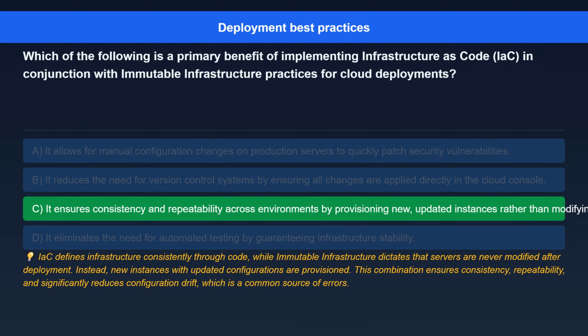The correct answer is, it ensures consistency and repeatability across environments by provisioning new, updated instances rather than modifying existing ones, thereby minimizing configuration drift. Here's the explanation. IaC defines infrastructure consistently through code, while immutable infrastructure dictates that servers are never modified after deployment. Instead, new instances with updated configurations are provisioned. This combination ensures consistency, repeatability, and significantly reduces configuration drift, which is a common source of errors.